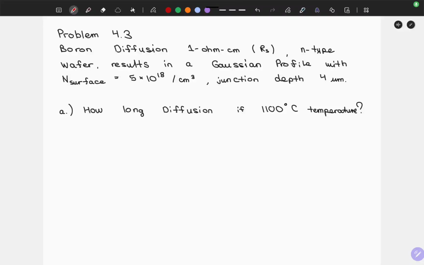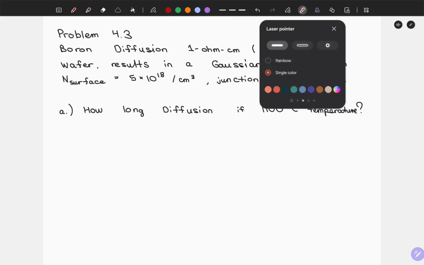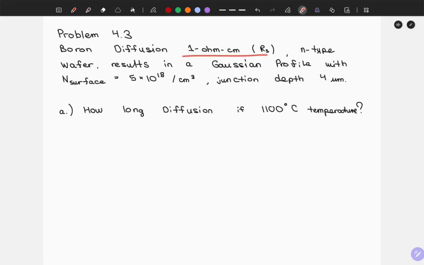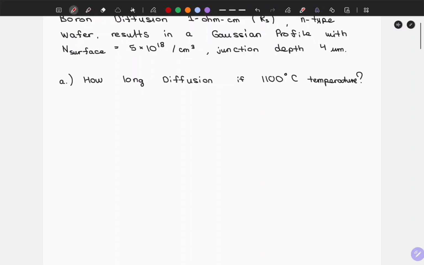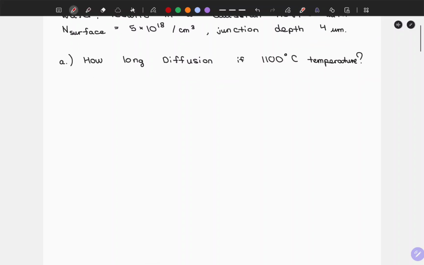Introduction to Microelectronic Fabrication, Problem 4.3. A boron diffusion with a resistivity of 1 ohm centimeters in an N-type wafer is resulting in a Gaussian or drive-in profile with a given surface concentration and a given junction depth. Part A is asking how long is the diffusion if we're at an 1100 degree temperature.